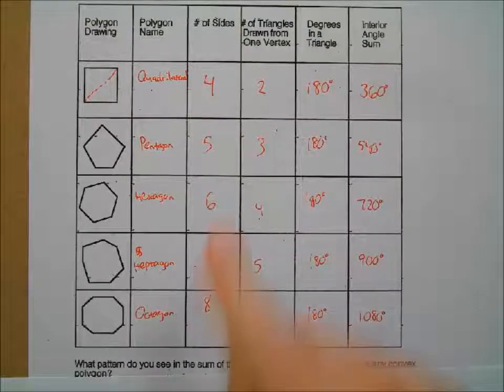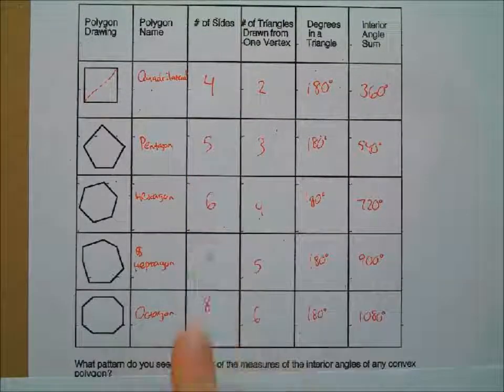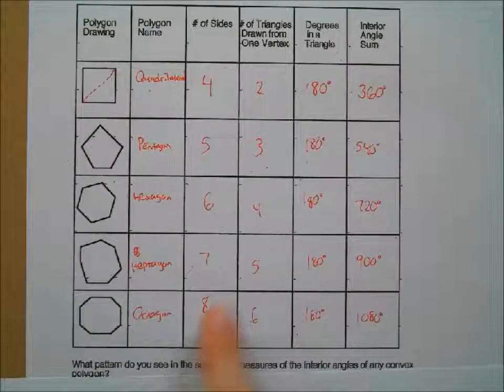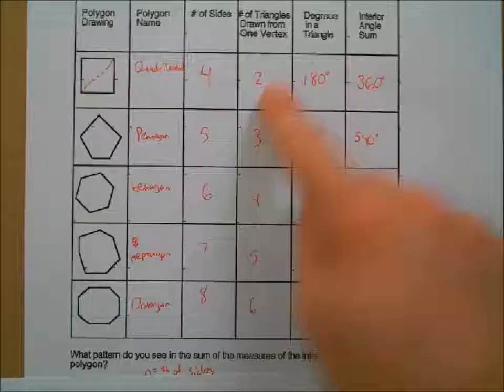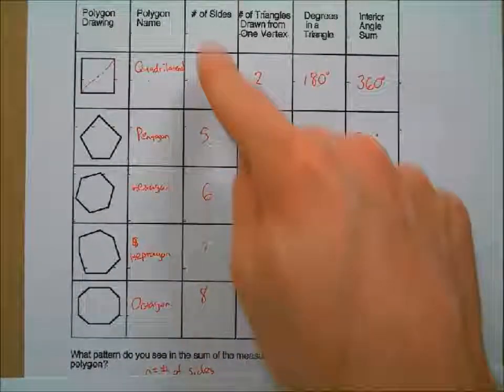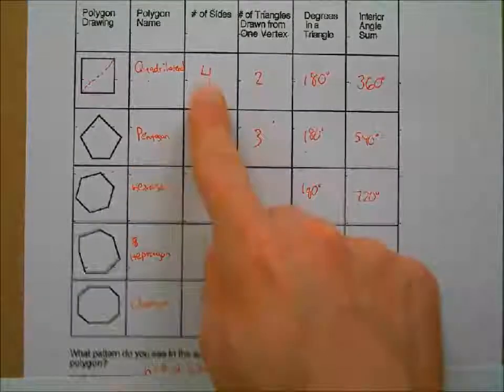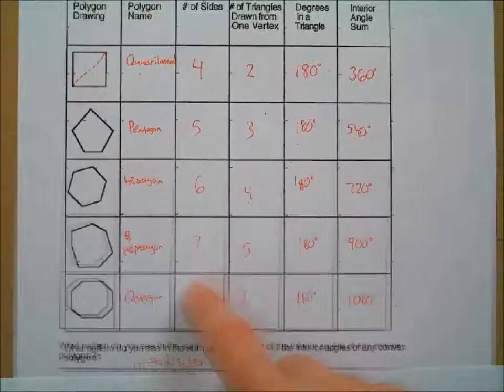Look at your table, right? Here are your number of sides, right there, 4, 5, 6, 7, 8. How many triangles are there? So 6 here, 5 here, 4 here, 3 here, 2 here. How do the number of triangles relate to the number of sides? There's 2 fewer of them, right? 4 sides, 2 triangles. 5 sides, 3 triangles. 6, 4, 7, 5, 8, 6.